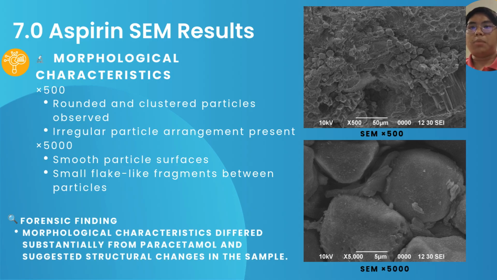In contrast, the aspirin sample shows rounded clustered particles with irregular particle arrangement. At higher magnification, smooth particle surfaces and small fragments were observed between particles. Compared with paracetamol, these characteristics suggest structural changes and a different particle morphology.